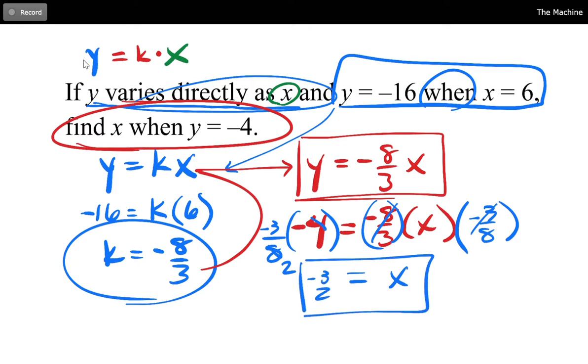Or if you wanted to, you could write it as a decimal. You could say x is equal to negative 1.5. Oh, wait a second. Is it negative? No, it's positive. It's positive 1.5. Negative divided by negative is positive, so positive 1.5.